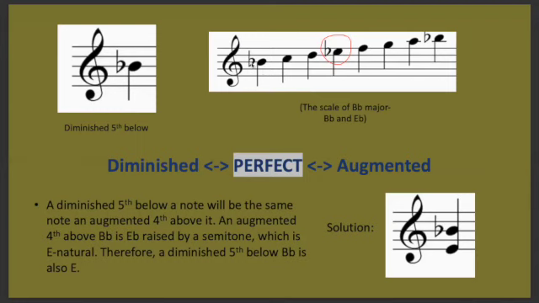So I've written out the scale of B flat major here, and if we just check from our equations, because we're dealing with fourths and fifths, that is automatically our perfect interval. An augmented fourth is basically a perfect fourth raised by a semitone, so that's what I was talking about down here. If we raise the E flat by a semitone, we get an E natural. And that is going to be the same note a diminished fifth below B flat, which is here.